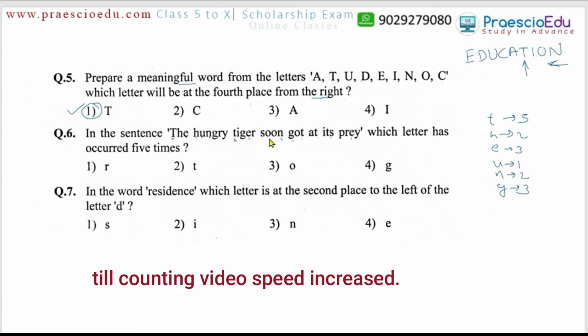Then E, E 1 and 2. E we have already counted. Then R, 1, here the 1, then 2, 3. R comes 3 times. Then S, here the S 1, then 2. Okay, so S comes 2 times.